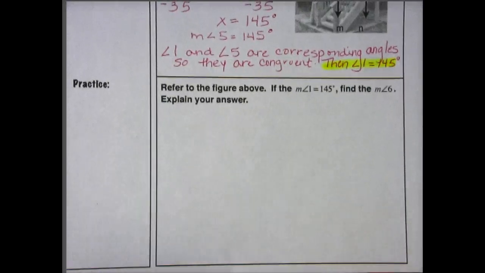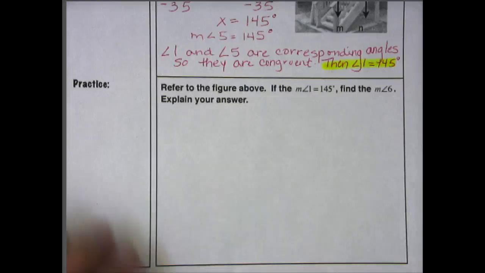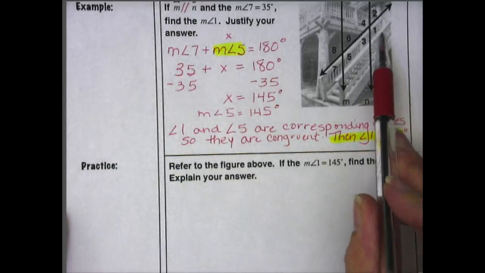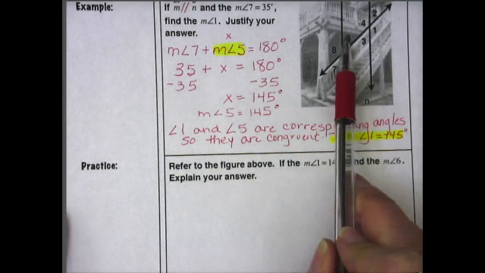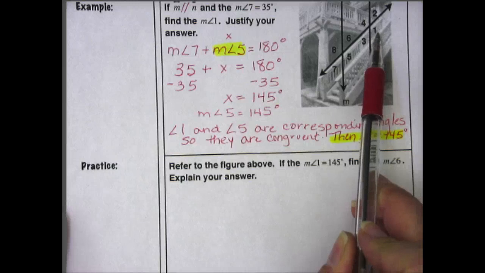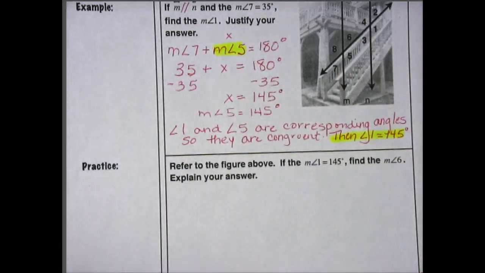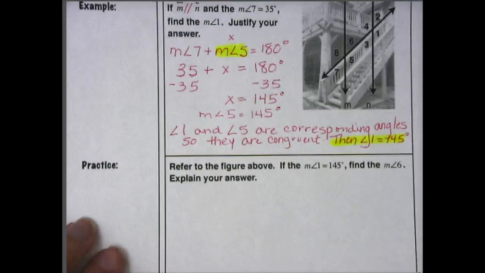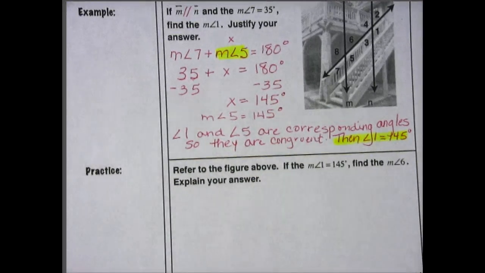Okay, did you come up with an answer for the measure of angle 6? Let's see if you did it the same way as I'm going to. If not, we'll discuss it in class tomorrow and see if the way that you did it is also correct. So let's take a look at angle 1. Angle 1 we know is 145 degrees, and we want to know what angle 6 is. Now, first of all, I know that they don't have a special relationship, at least not one that we've discussed.